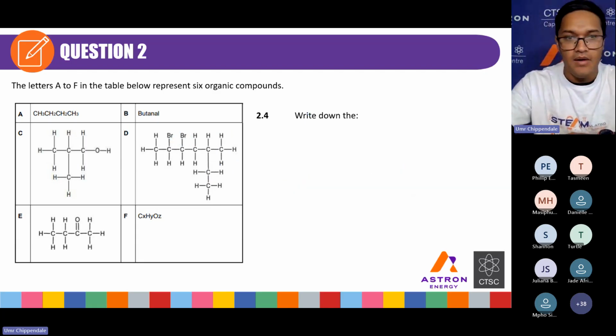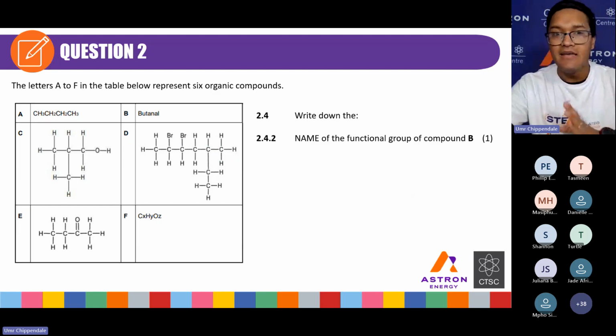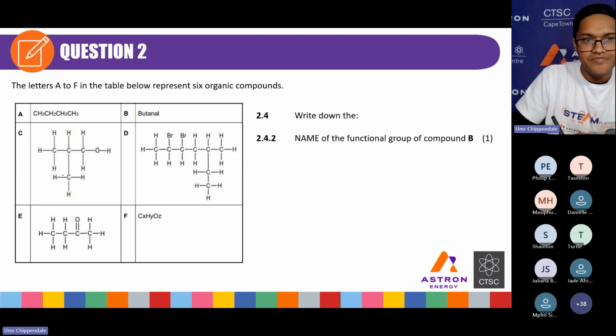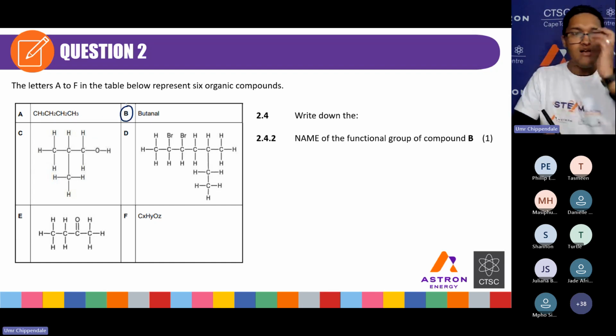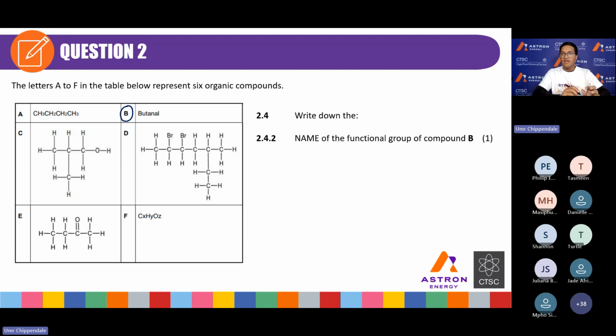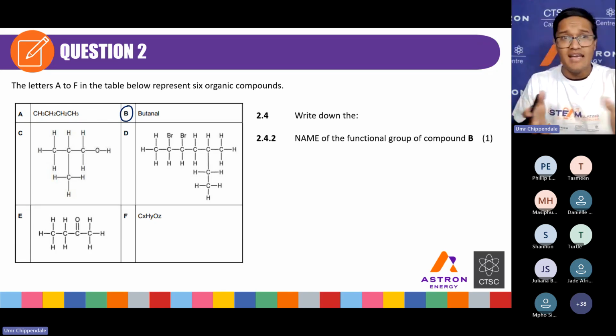Perfect. Now, 2.4.2, here you need to write down the name of the functional group of compound B, which is this. Now you might think, oh, hey, that is an aldehyde, then you write down aldehyde. Please do not do that. They are not asking you, what is this homologous series? You have to know your definitions and what each of these scientific terms means when it comes to this exam, because they can try and trick you with that.